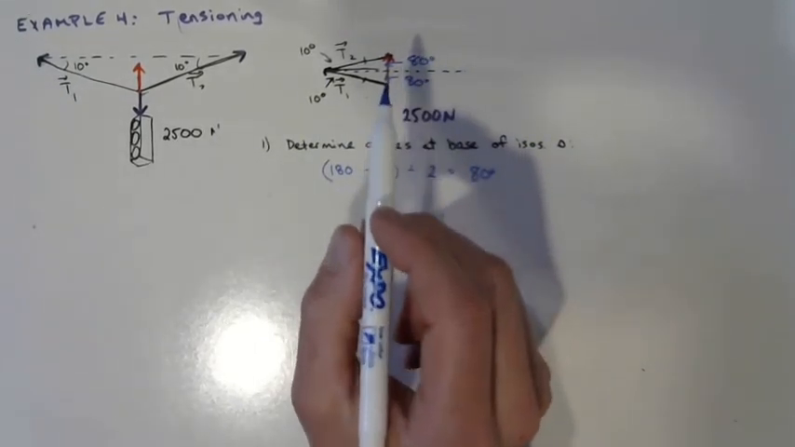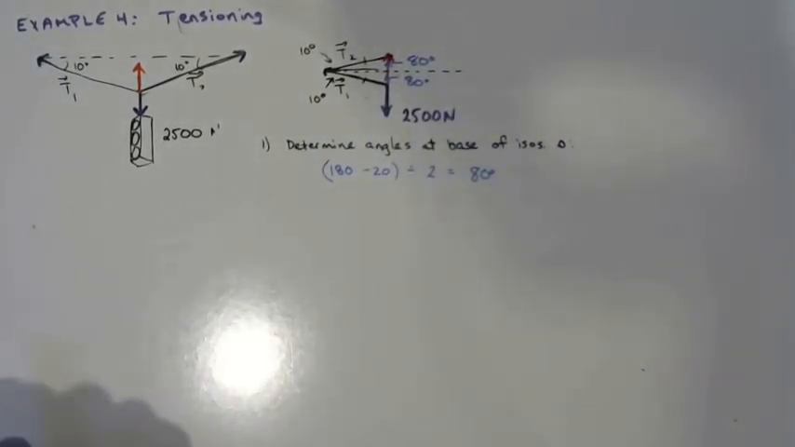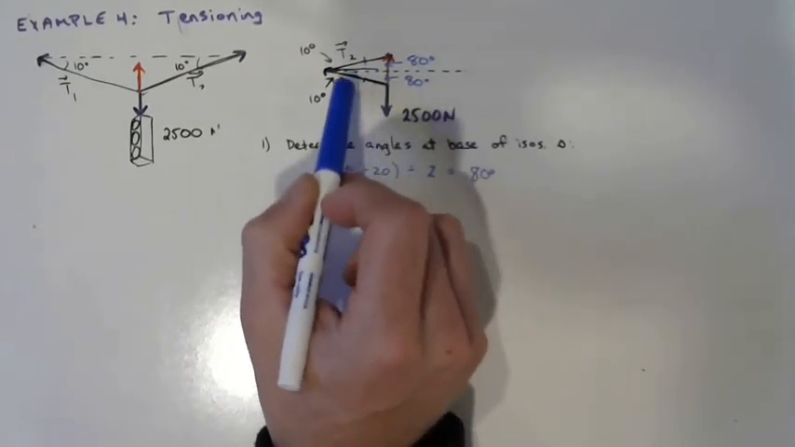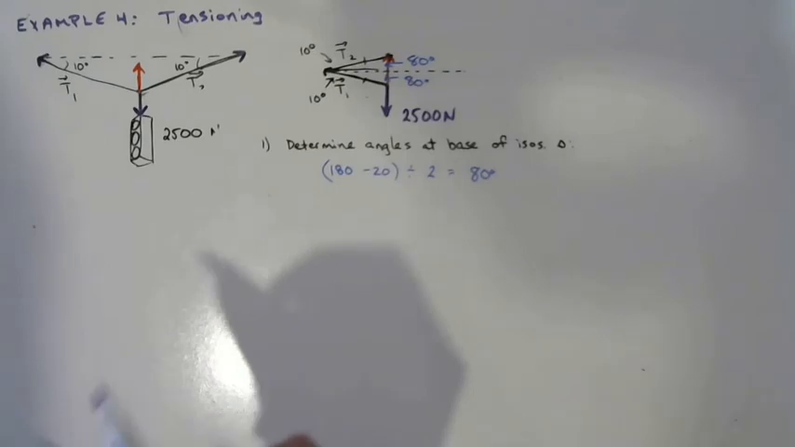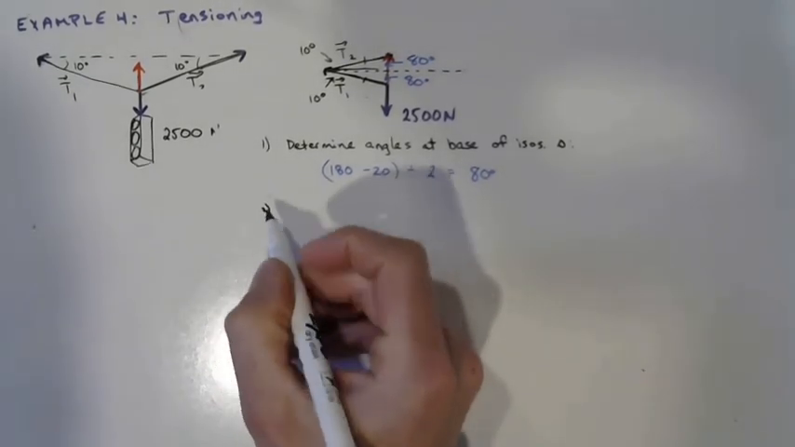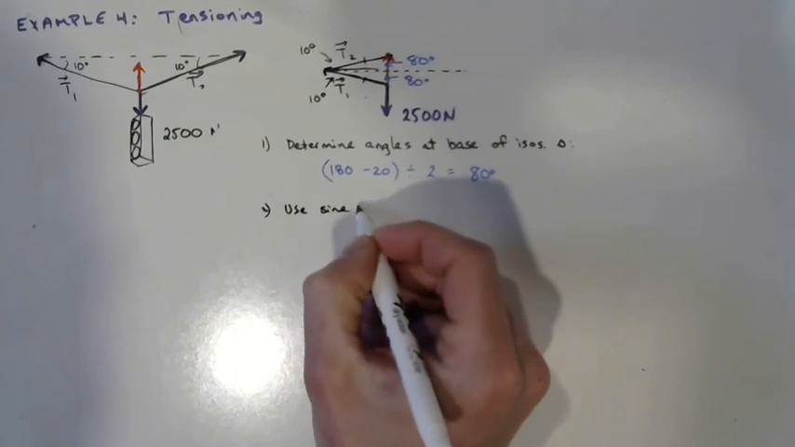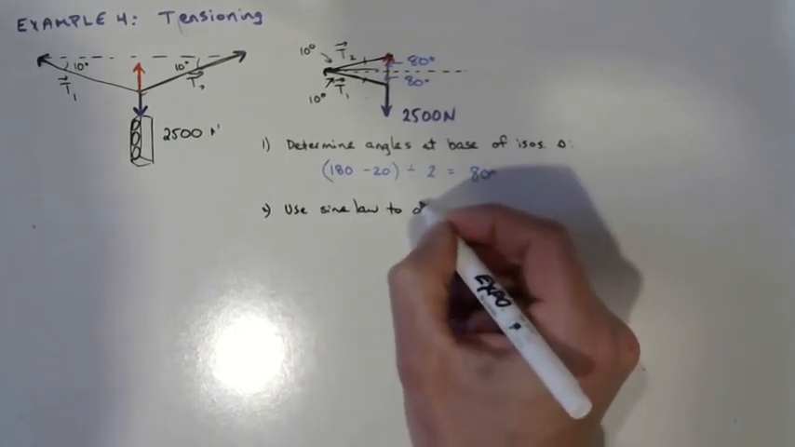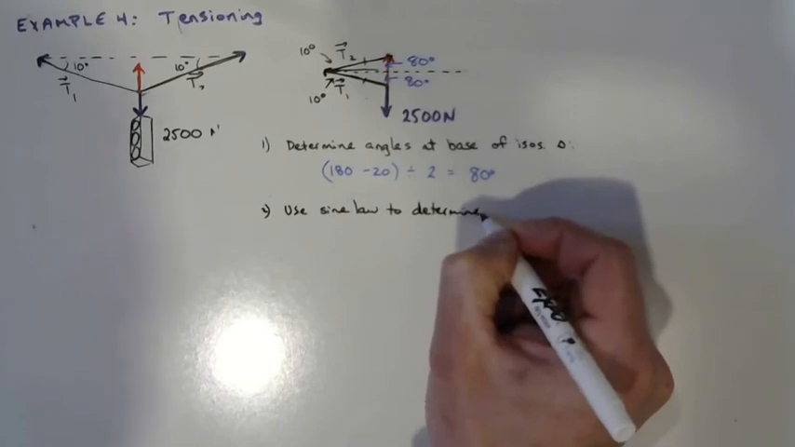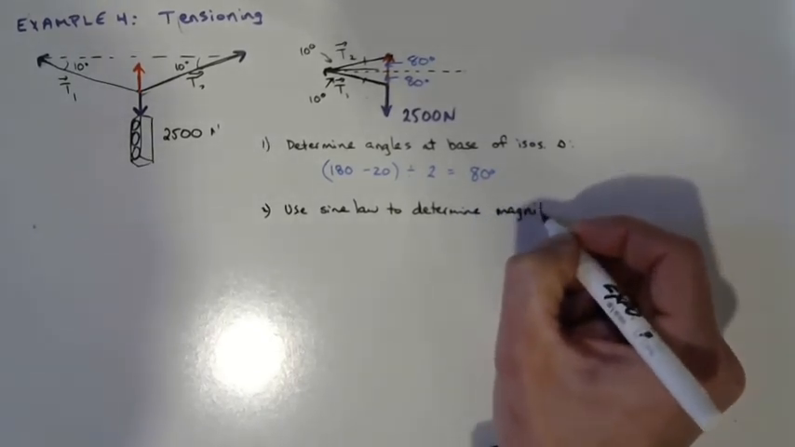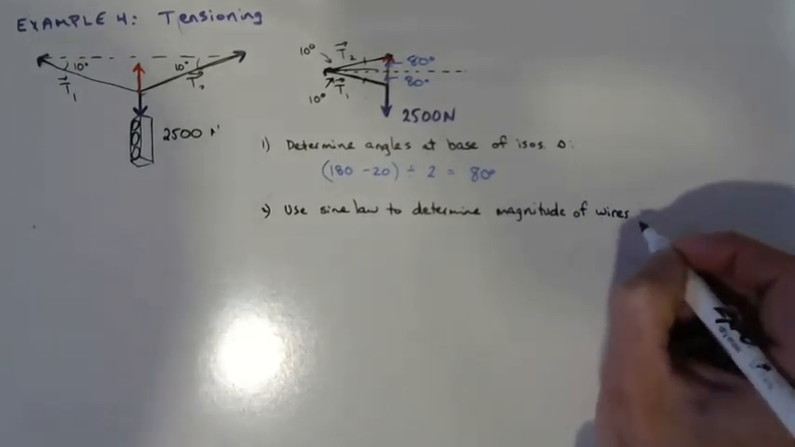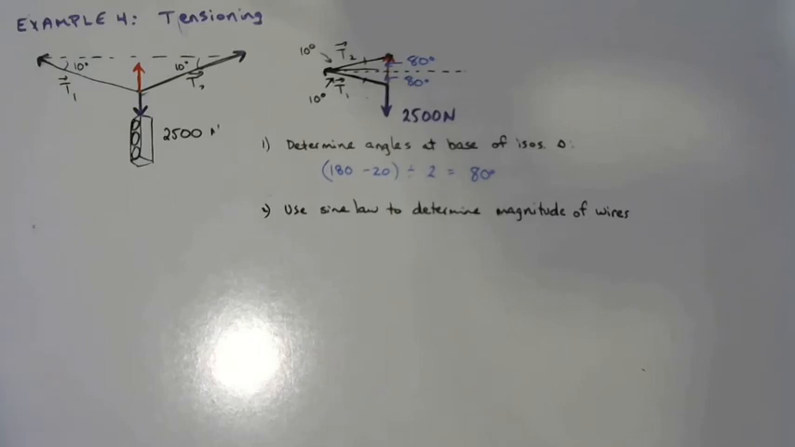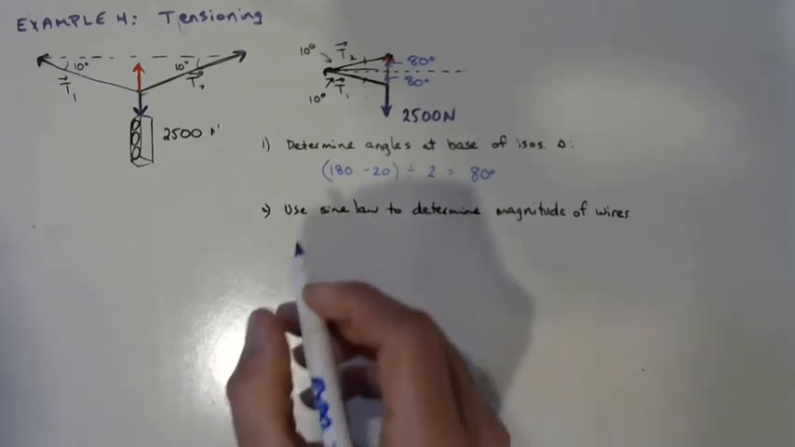I could have drawn this diagram a bit bigger. That might have helped us. Now what? Well, now we can use sine law to determine the magnitude of each of these sides, and they're going to be the same, so we just need to find it for one of them. Use sine law to determine the magnitude of the wires. It's the vector indicating the force of the wire, but that's good enough.